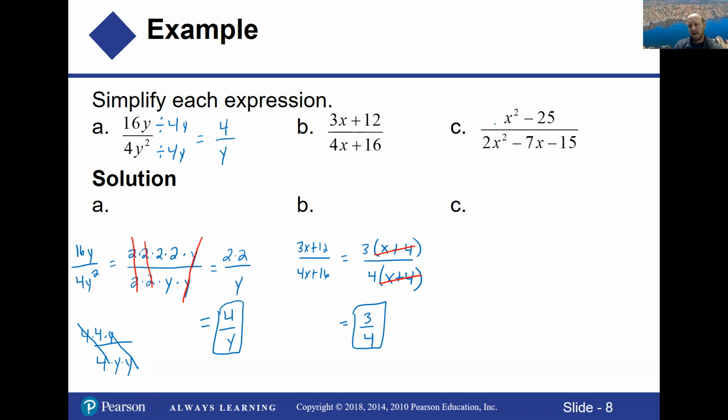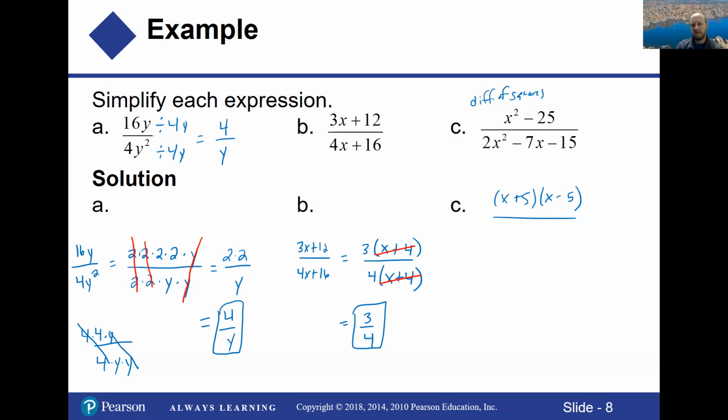Now the next one, let's factor the top. We recognize this is a difference of squares. Wow, that's going all the way back to chapter 6, right? And x squared minus 25, remember, factors into x plus 5 times x minus 5. Then this one on the bottom is a trinomial. It's not a perfect square trinomial because 2 is not a perfect square, and 15 is not a perfect square either. But we need to be able to factor this.